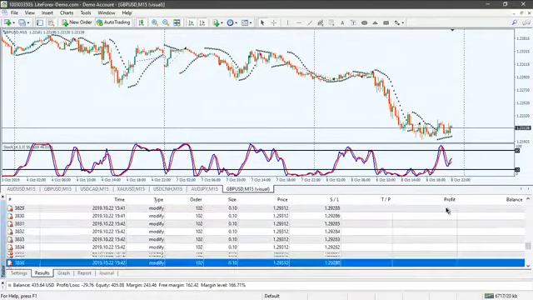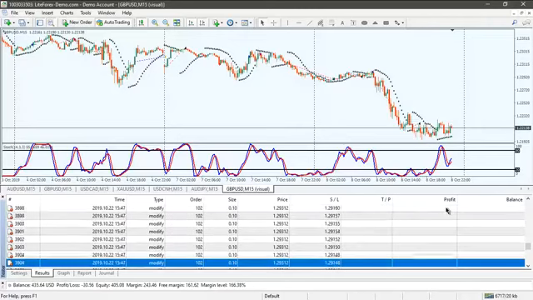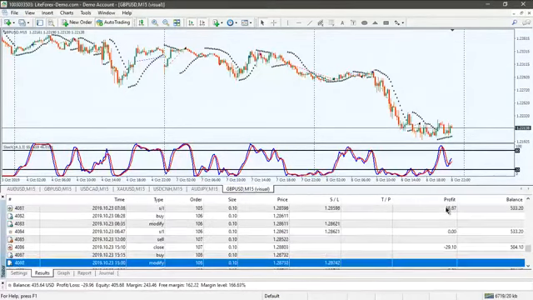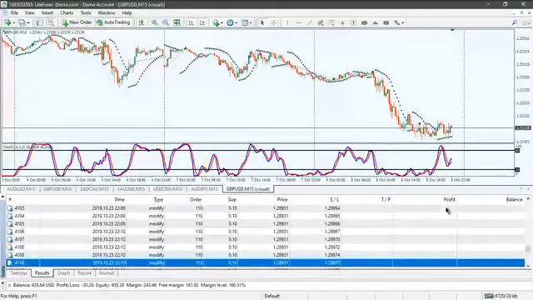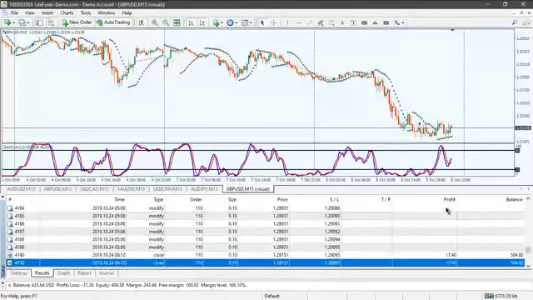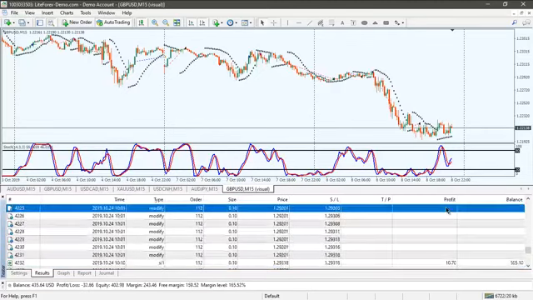Made 15, lost 30. So yes, if you are any experienced Forex trader, you know that you will lose some trades, you will win some trades, but at the end of the day, you should be more profitable. This is the reversal of Tasha MD's Forex trading strategy, BYOB.